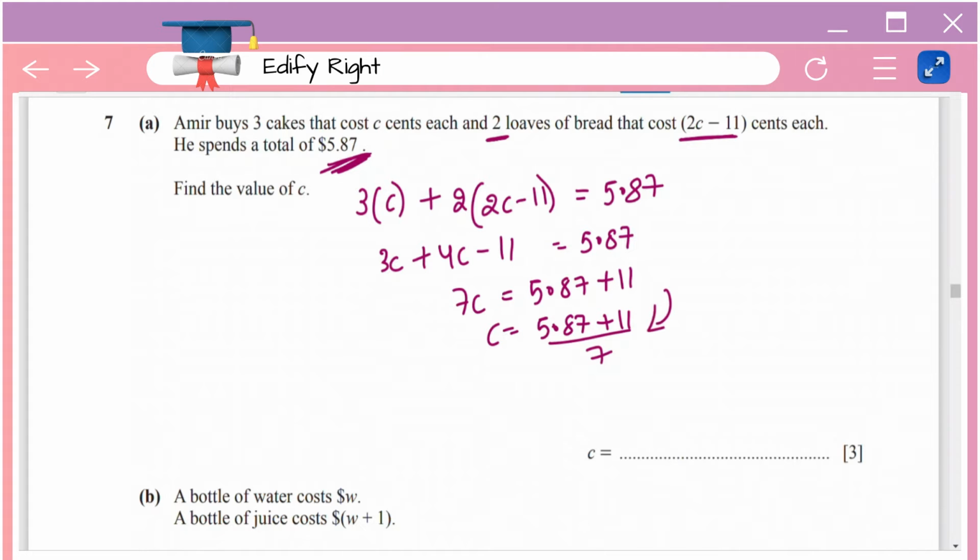Now when you do this calculation, you get the value of C to be 87.